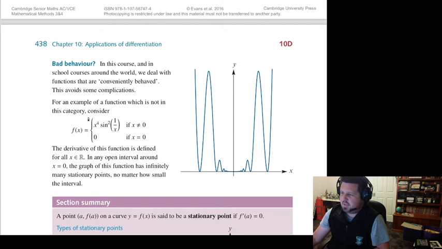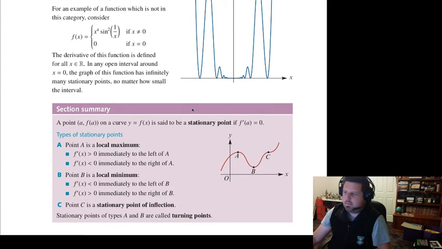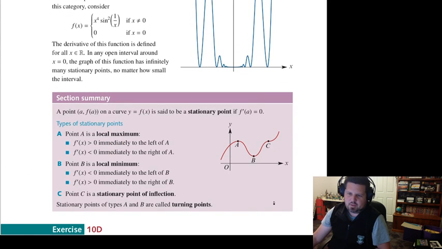So here we've got this hybrid function, and it says the derivative of this function is defined for all values of x, so this is all real values. It says in any open interval around x equals 0, the graph of this function has infinitely many stationary points, no matter how small the interval. Cool. So you can see that it obviously goes down and gets quite small there. That's just a bit of a fun fact for you. Don't panic too much about this stuff here. This is the summary section that you guys really need to be focusing on.